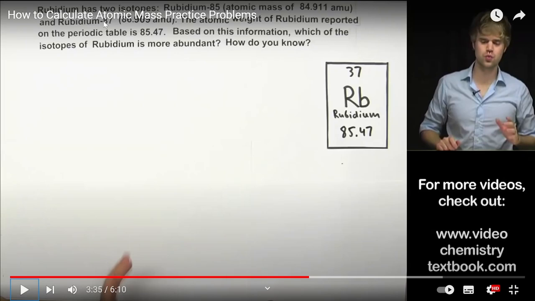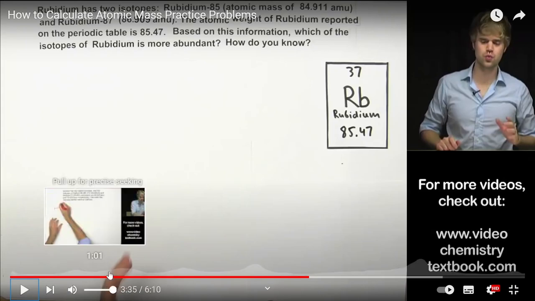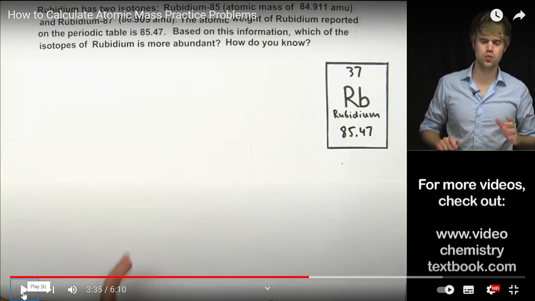What do you guys think? Which one is more abundant, rubidium-85 or 87? 85, why? This mass is closer to 85 than it is to 87. So let's let Tyler chat us through this.